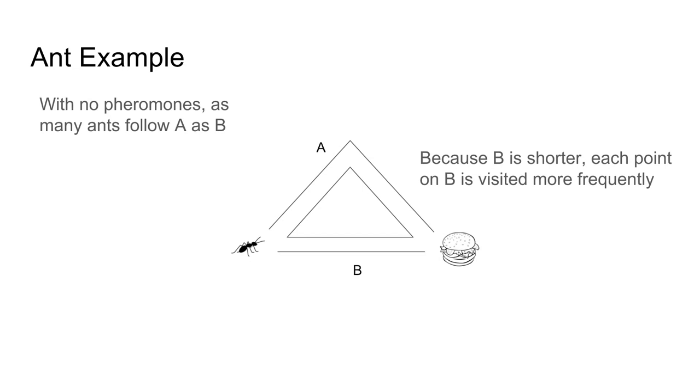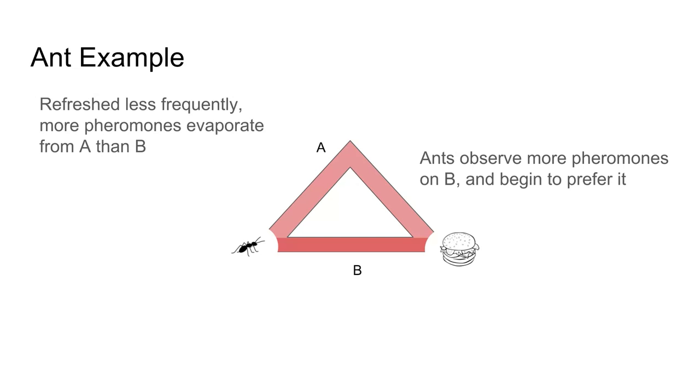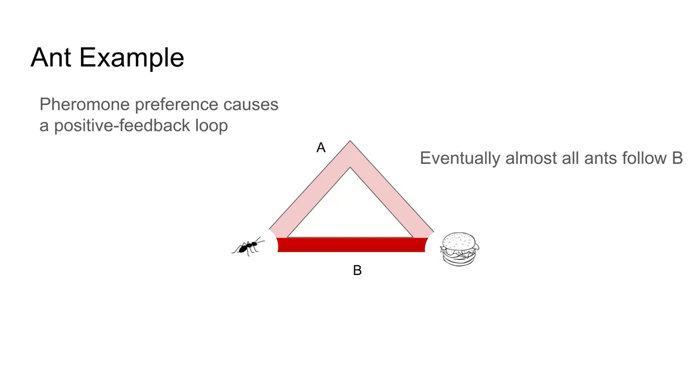Let's work through a simple example with one longer path A and a shorter path B. At first, there are no pheromones on either path, and about 50% of the ants follow each path. However, because B is shorter and takes less time to travel, each point along B is visited more frequently than each point along A. Because the pheromones at each point along A are refreshed less frequently, evaporation has more of an effect on A than B. Eventually, the ants observe more pheromones along B and begin to prefer that path. This preference means that the pheromones along A are refreshed less and less frequently, and eventually almost all ants travel along B.